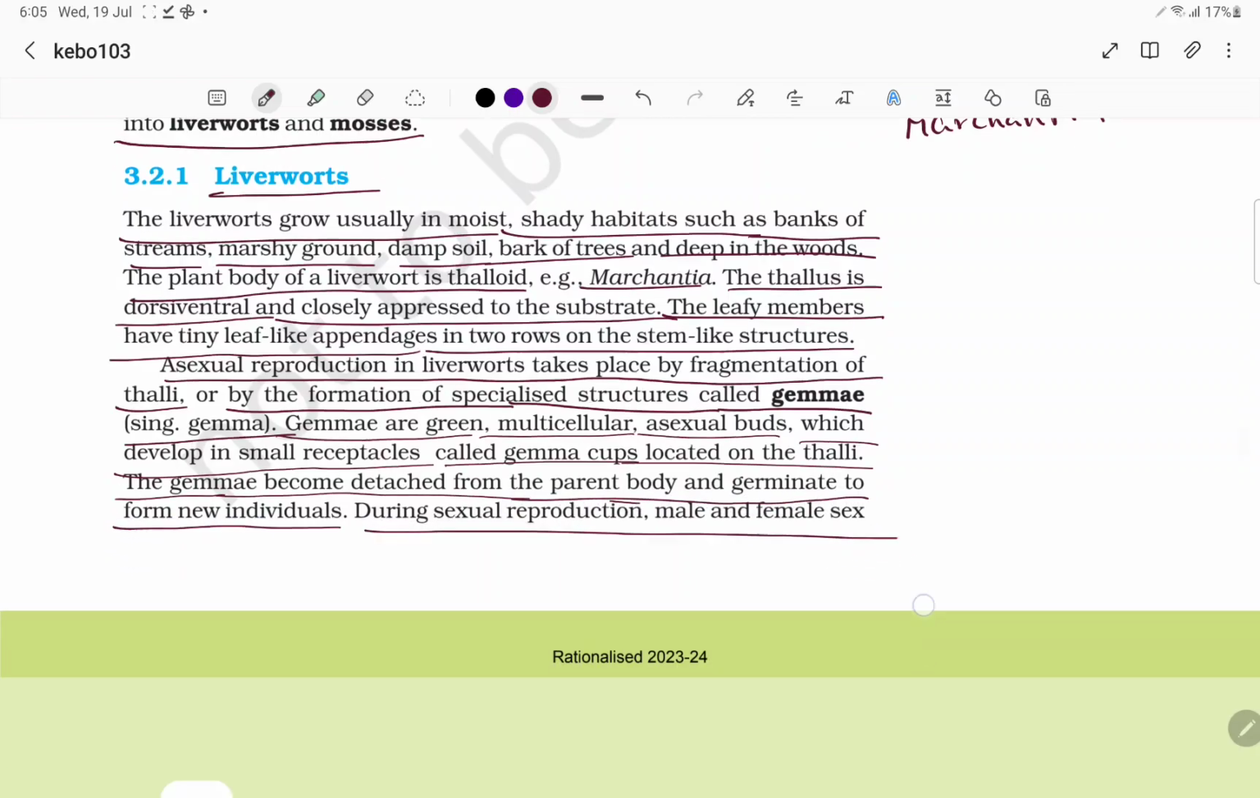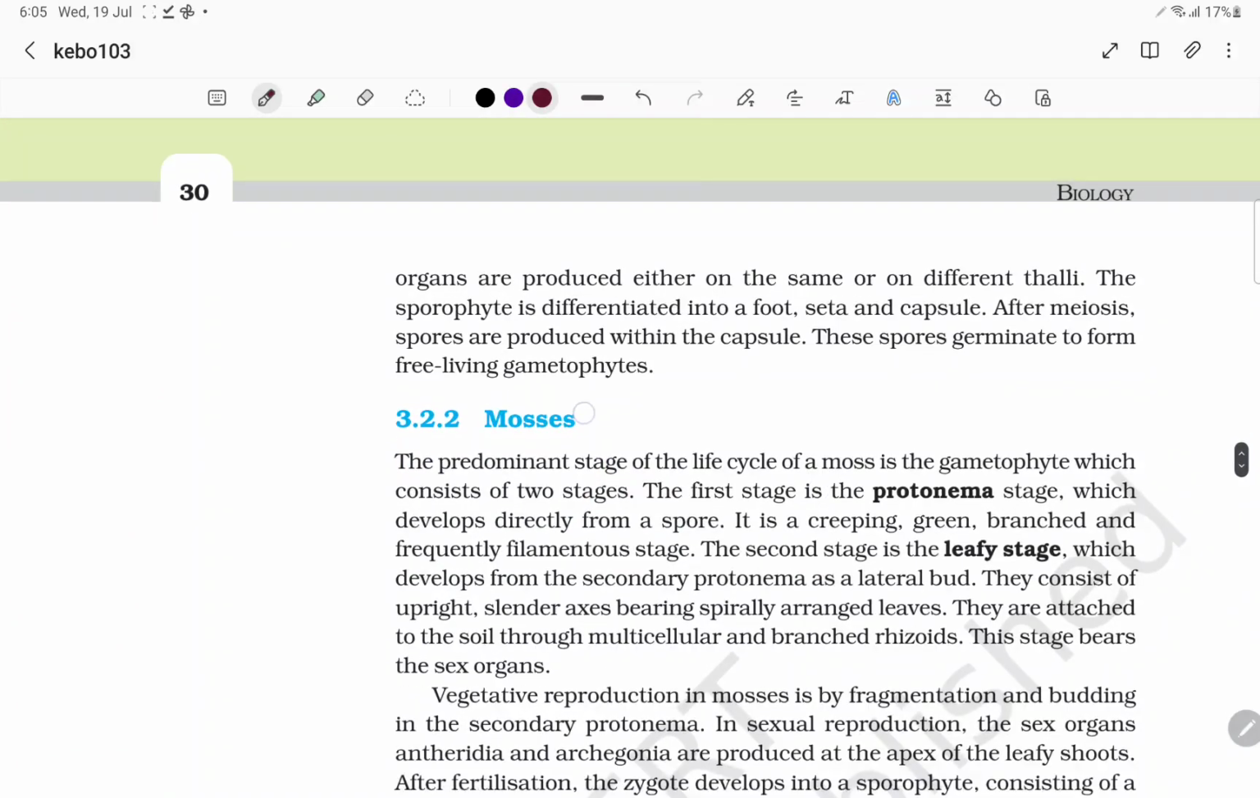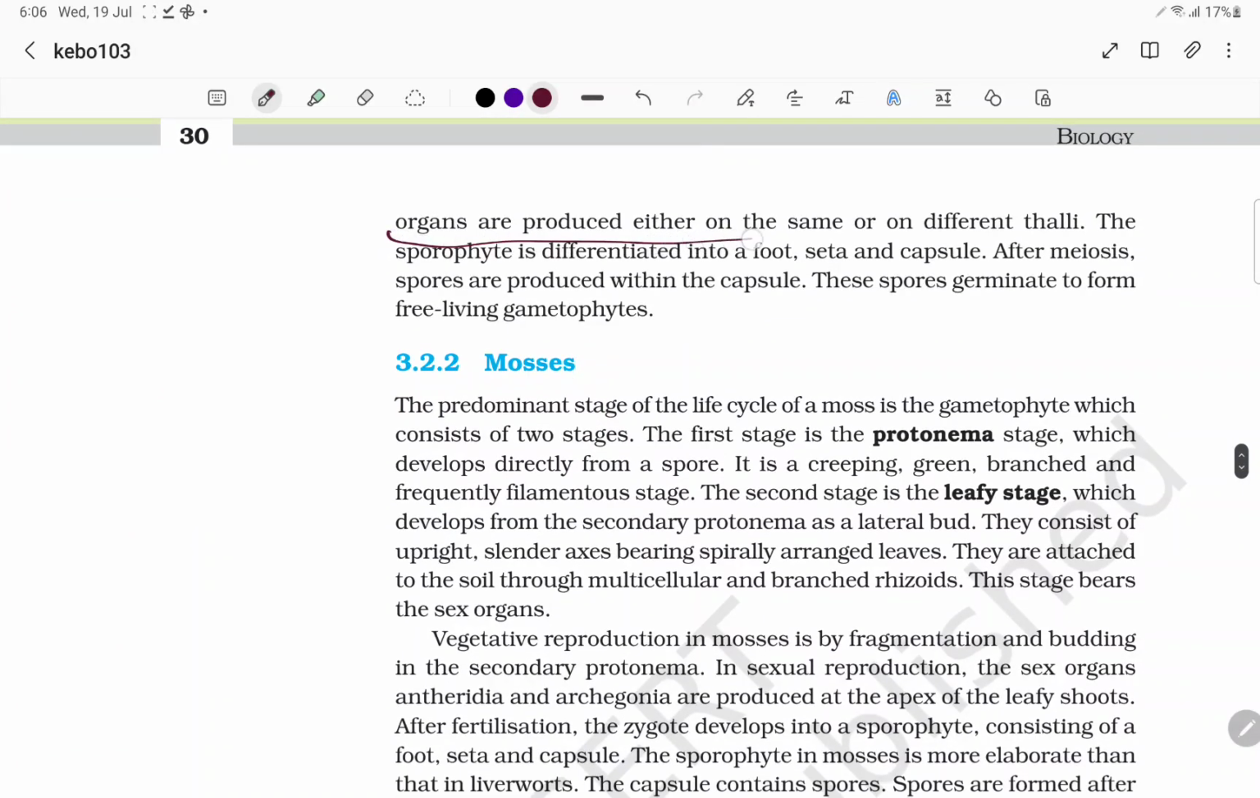During sexual reproduction, the male and female sex organs are produced either on the same or on different thalli. The sporophyte is differentiated into foot, seta and capsule, right? After meiosis, spores are produced within the capsule. These spores will germinate to form free living gametophytes.